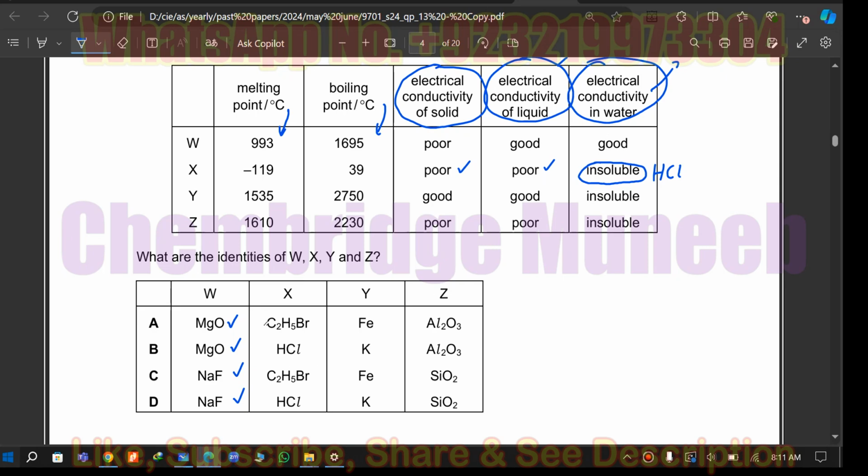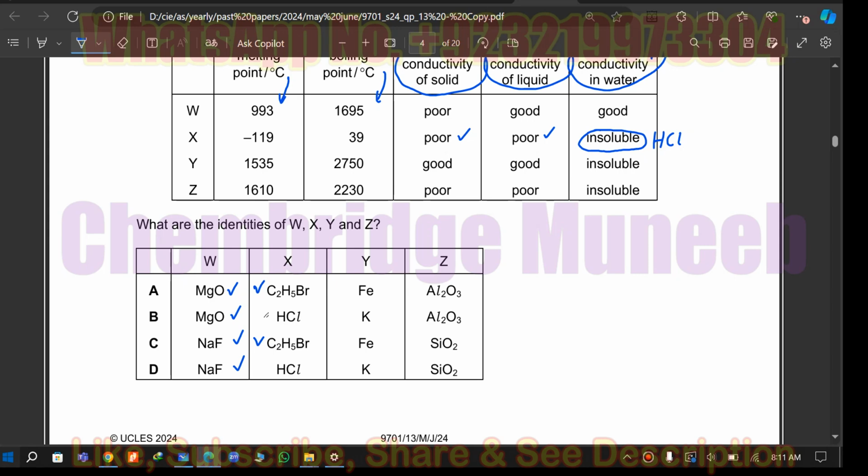So we can see that the correct option becomes the C2H5Br, because this compound does not dissolve in water, however HCl can. So I have to tick these two options.